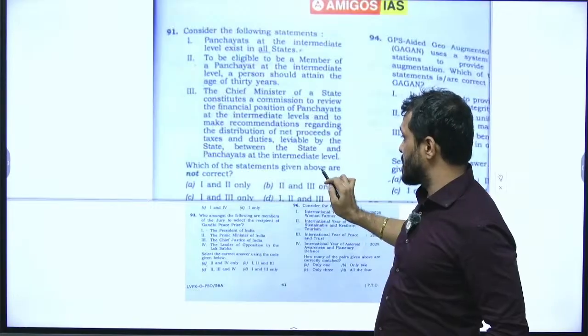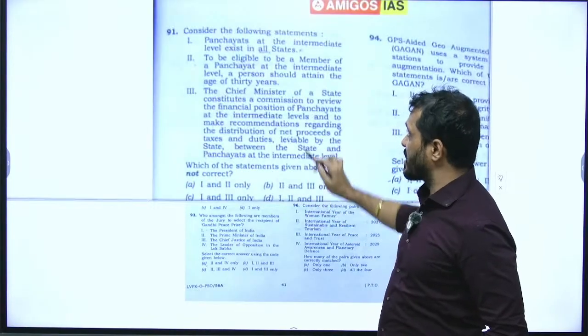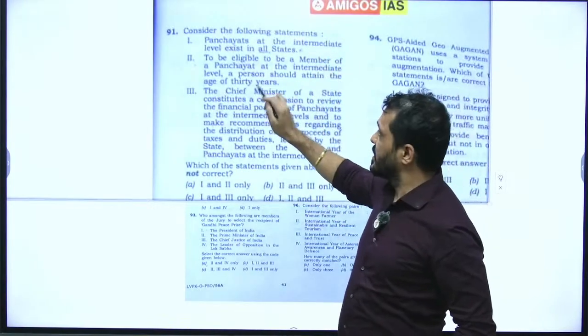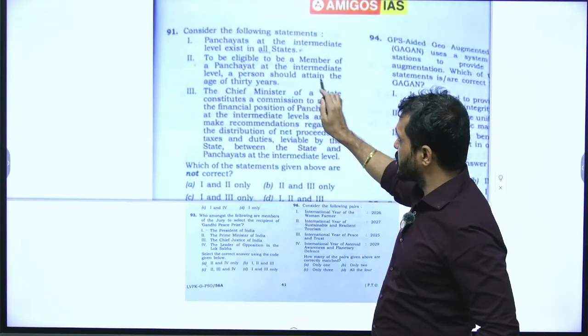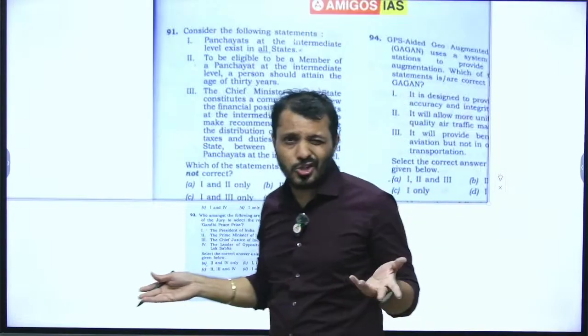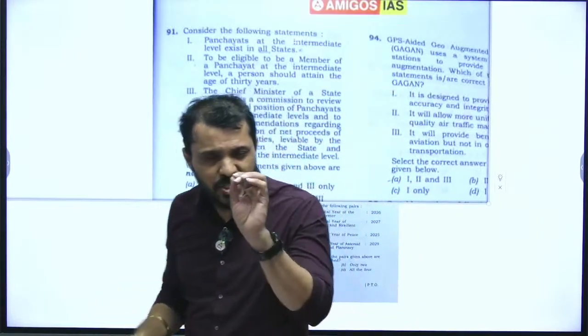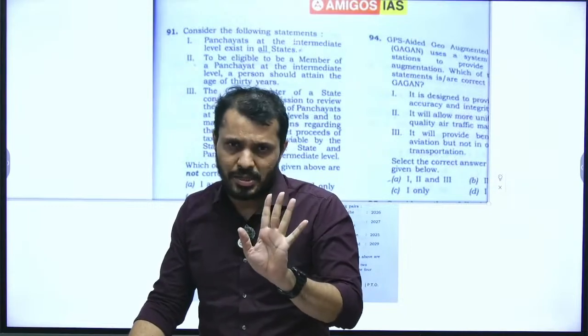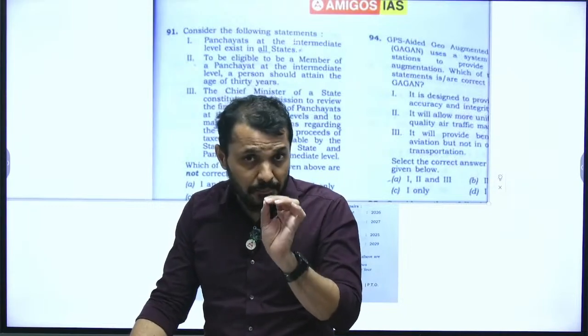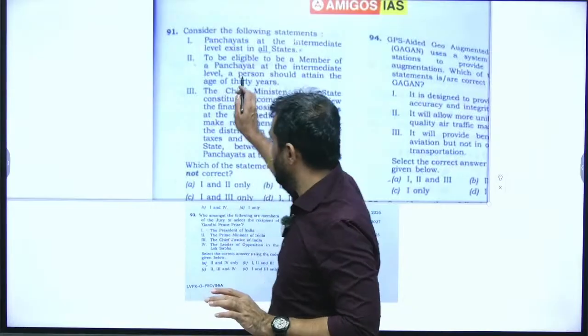So, which of the statements are not correct? This statement is not correct. Next, to be eligible to be a member of Panchayati Raj at the intermediate level, a person should attain the age of 30 years. It is also not correct. To contest in a Panchayati Raj election at any level, the minimum age is 21 years only. This is also incorrect.